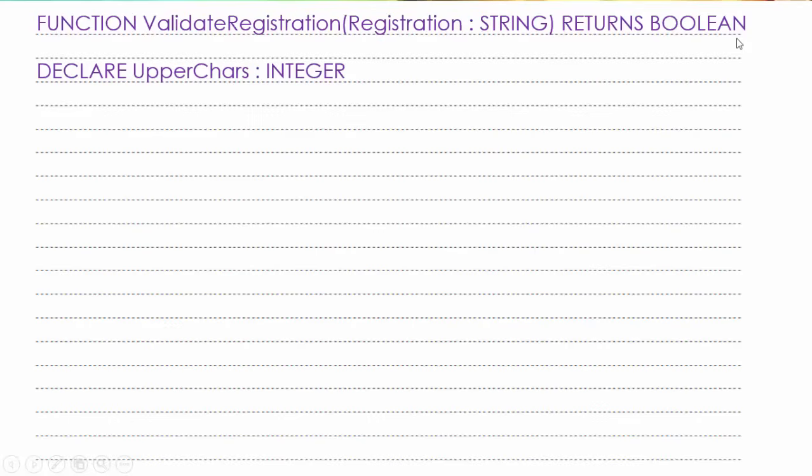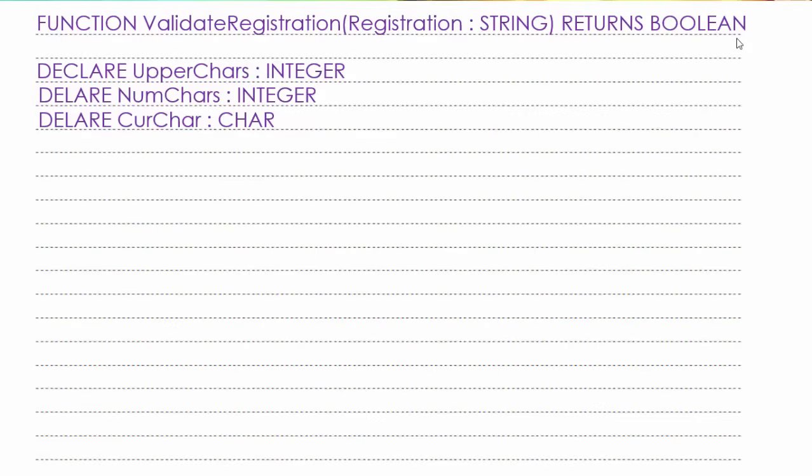So I need to have a variable that's going to keep count of how many upper characters or uppercase letters there are, because the first 3 must be uppercase. Then I declare num chars. I need to know how many characters it is. Is it between 6 and 9? So that's going to be integer. And I need to know that I have the right number of characters.